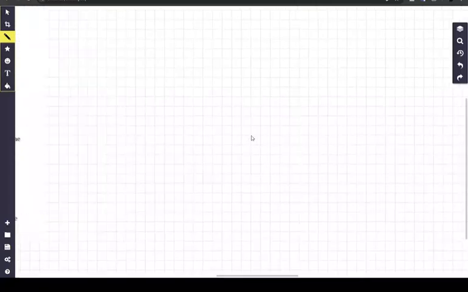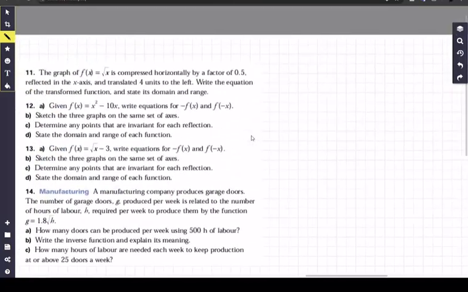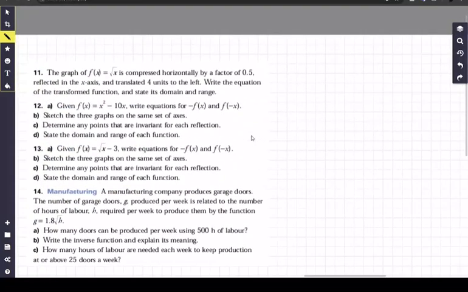Ooh, word problems. So the graph f of x equals the square root of x is horizontally compressed by a factor. Okay, I already did one of these. You guys should be able to do this by now. It's pretty simple. Given f of x equals x squared minus 10x, write the equations for. Okay, so basically that's the first class. So I think you guys should have no problem with that.